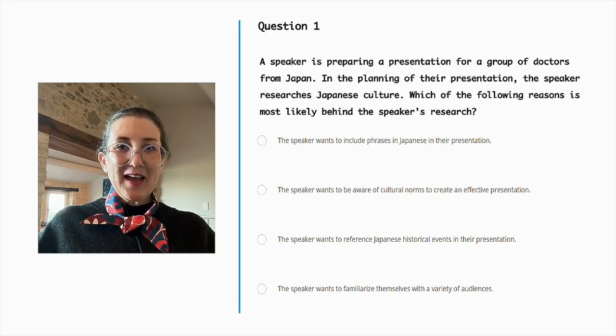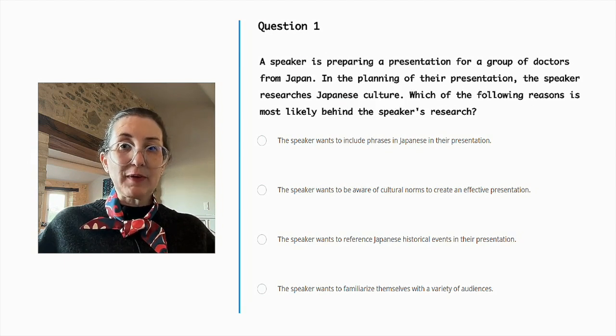Question number 1. A speaker is preparing a presentation for a group of doctors from Japan. In the planning of their presentation, the speaker researches Japanese culture. Which of the following reasons is most likely behind the speaker's research? The speaker wants to include phrases in Japanese in their presentation. The speaker wants to be aware of cultural norms to create an effective presentation. The speaker wants to reference Japanese historical events in their presentation. Or the speaker wants to familiarize themselves with a variety of audiences.